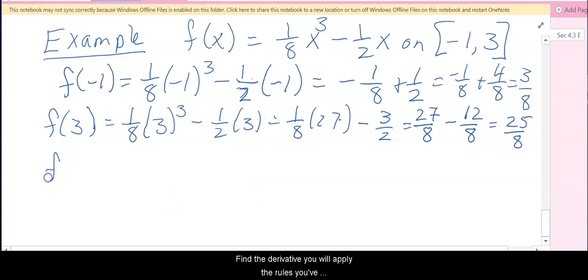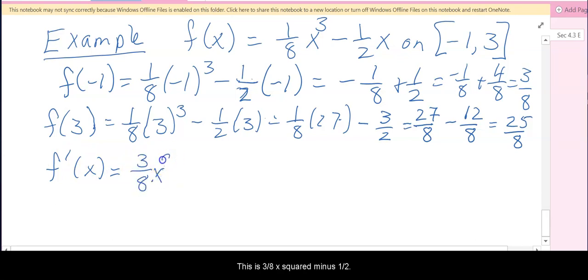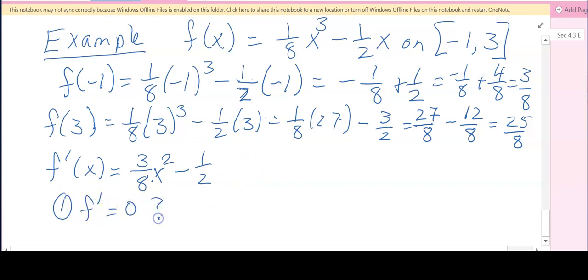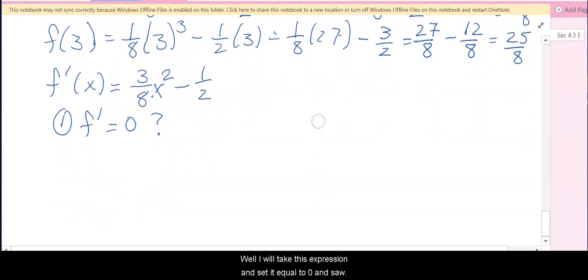To find the derivative, you will apply the rules you've learned so far this semester. This is 3/8 x squared minus 1/2. When would this be equal to 0, or when would it be undefined? Consider the two cases separately. 1. When is f prime equal to 0? Well, I will take this expression and set it equal to 0 and solve.